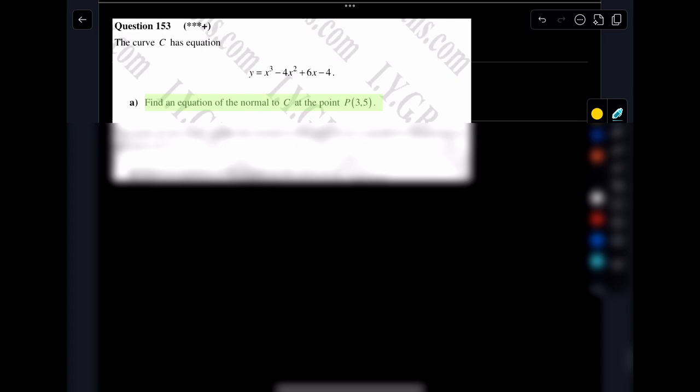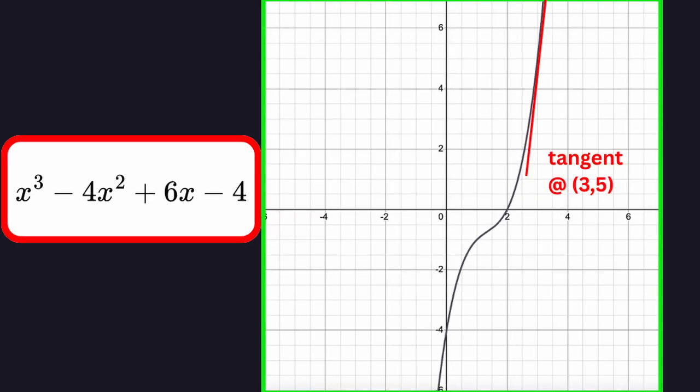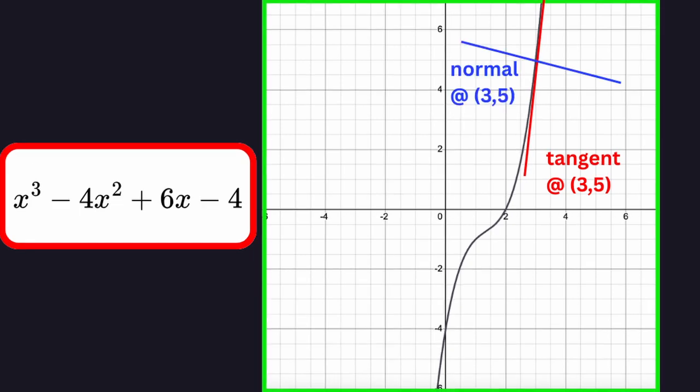If we take a look at the graph of the function given, we get the following. Okay, cool. So what does this mean? Well, we know the tangent will look something like this, which therefore means our normal will look something like this. As a result, the normal line clearly passes through 3, 5, just like the tangent. But now we have an unknown. Can you guess what it is?